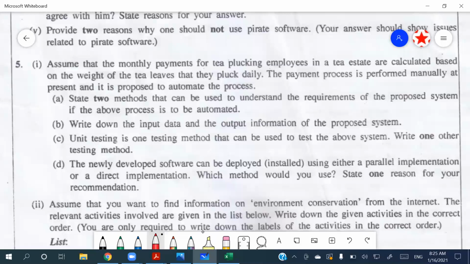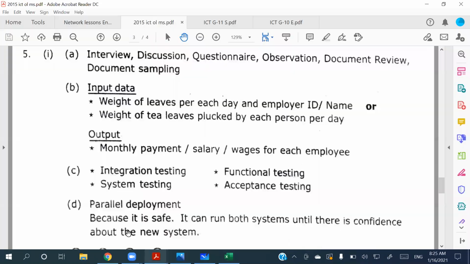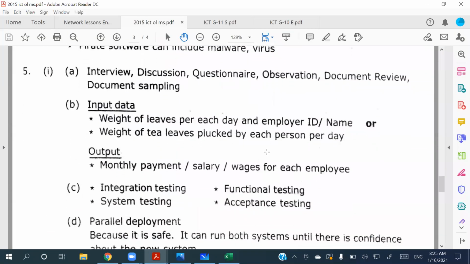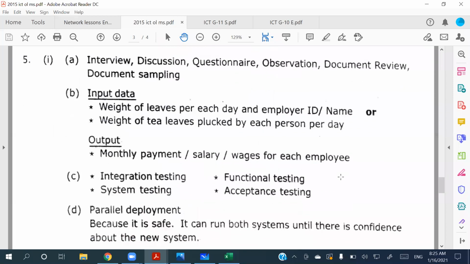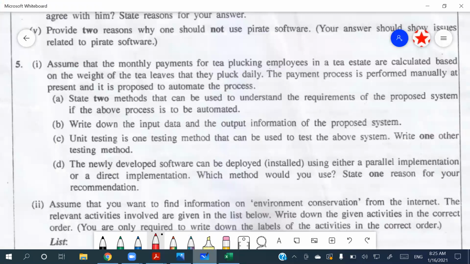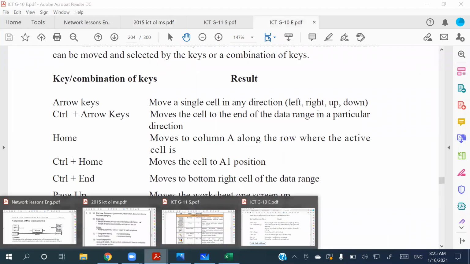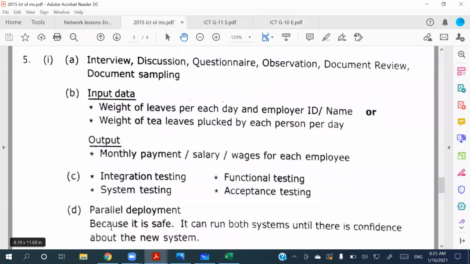You can have interviews, you can have questionnaires, right? So many things can be used. As the answer script shows you, interviews, discussions, questionnaires, observation, document reviews, and all these things can be there. They are asking for just two, so any two of these things, right?